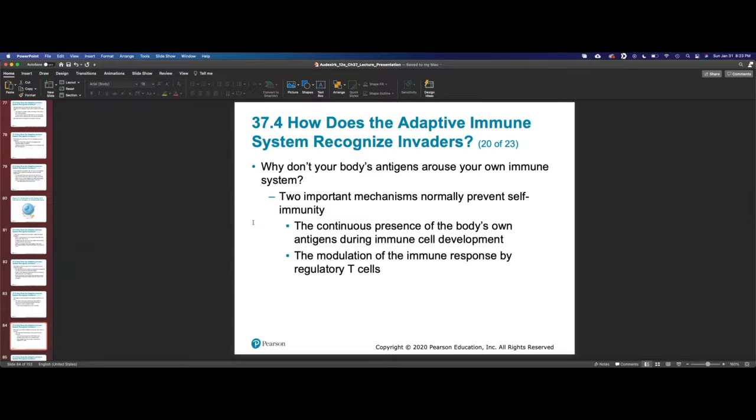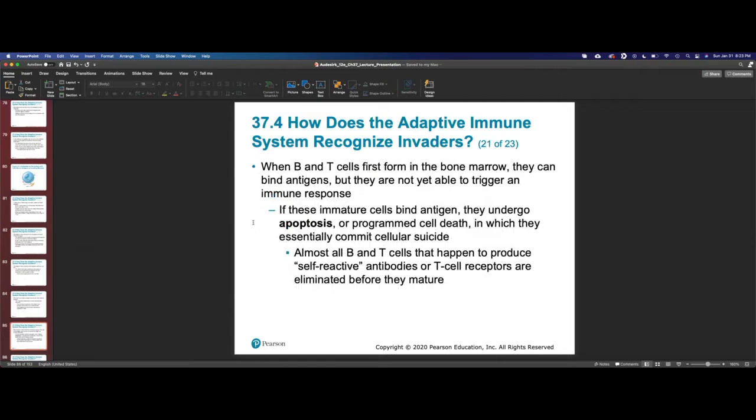And so regulatory T cells are important to help tamp down autoimmune responses, so your immune system attacking itself. And also, as I mentioned earlier, during their development they get tested on whether or not they react to self, and ideally, if they do, they don't continue development. And they are marked for recycling.